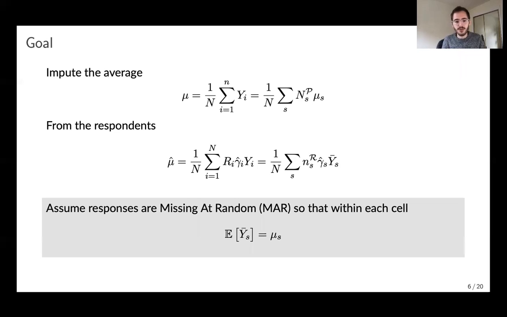And the key thing we're going to do here is assume that the outcomes are missing at random. That means that within each cell, the average of the responders within that cell is equal to the actual population average in that cell, in expectation, right? So they're going to be unbiased.